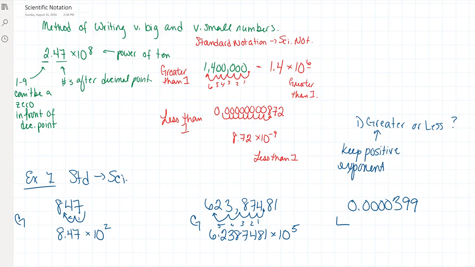Now let's take a look at this last one here. I have to move my decimal point over, so it ends up being one non-zero digit, and I've moved it 1, 2, 3, 4, 5 times. So I'll rewrite this as 3.99 times 10 to the 5th. However, this is less than 1. If that's the case, I say this is a negative exponent.